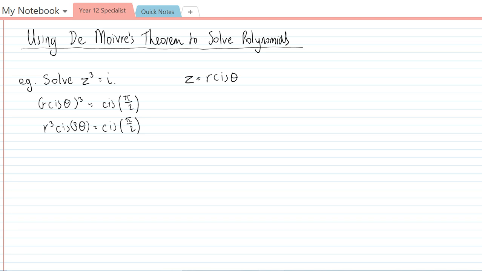So just by equating these now, basically I can see that r cubed must equal 1. And I can also see that 3 theta is equal to pi on 2. So rearranging each of these, I get r equals 1 by taking the cube root of both sides, and I get theta equals pi on 6.